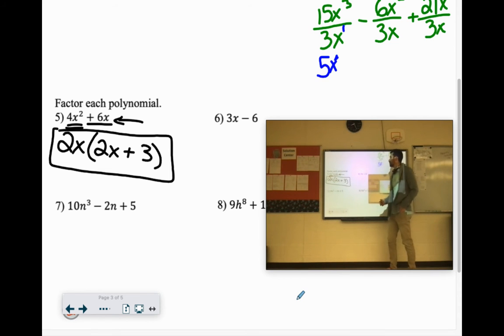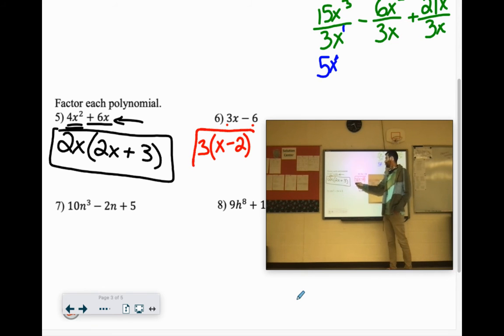Number 6, 3x minus 6. 3 and 6, 3 goes into both of them. 3 times x would give me 3x, and 3 times negative 2 gives you that negative 6.